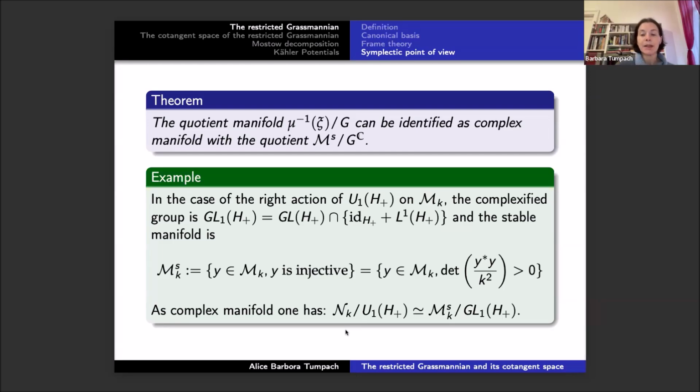In our case, the stable manifold, which corresponds to the level set that I have given before, is the set of operators in MK which are injective. And in my case, with a condition on MK, this is the same as the set of operators in MK such that the determinant of Y star Y over K2 is strictly positive. So as complex manifolds, MK mod U1 is the same as this stable manifold modulo GL1.